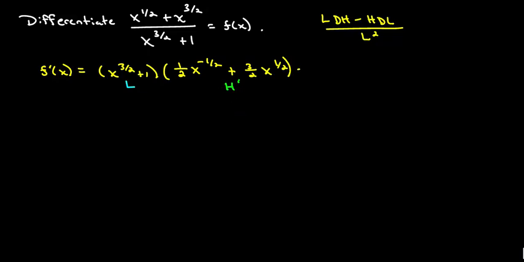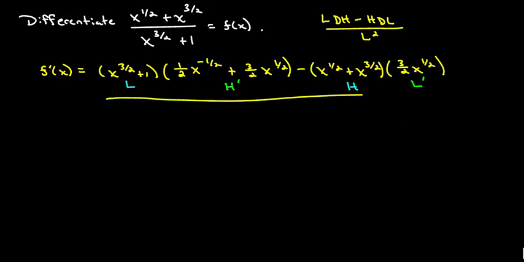Now we're going to subtract the top, the numerator, times the derivative of the denominator. And the derivative of the denominator is 3/2 x to the 1/2. And of course the derivative of the 1 is 0, so that guy's gone. So this right here is the high, and this right here is the derivative of the low.